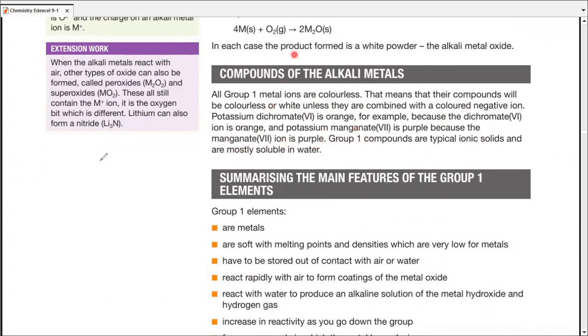Let me tell you, if the sodium salts or the potassium salts don't have a colored negative ion, they tend to be colorless salts. So they are typically ionic solids. They are mostly soluble in water. Let me tell you, most salts of potassium and sodium are soluble in water.